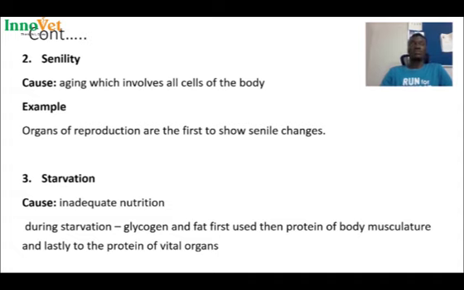Then we have starvation as another cause, and this is basically due to inadequate nutrition. As you know, during starvation, glycogen and fat are the first to be utilized by the body in supplying energy. And then after that, the body resorts to the protein of the body musculature, and lastly, to the protein of the vital organs. When it taps the protein of the vital organs, that is the eating up of the cell organelles basically, and also the cells within these organs and tissues. And so in this case, it will result in atrophy or shrinkage of these cells.